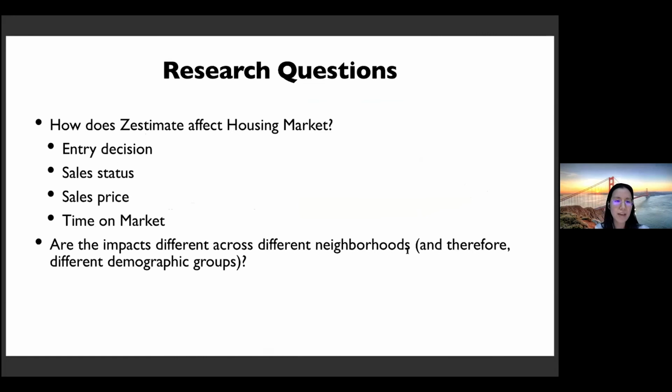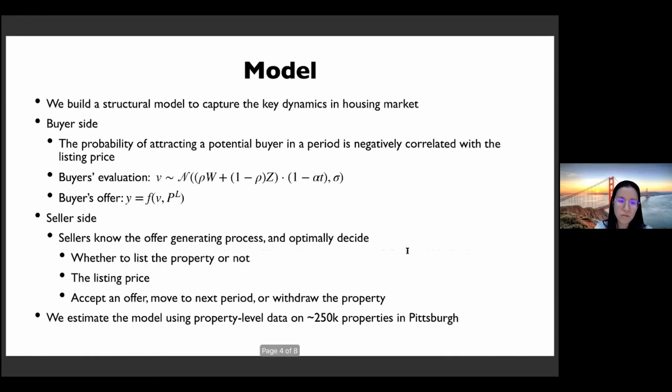Specifically, would it affect the decision to list the property on the market? And how would it affect the ultimate market outcome, which may include the sales price or the time on market, the time needed to sell the property? And perhaps more importantly, are those impacts different across different neighborhoods, and therefore could lead to disparate impact across different demographic groups? To answer those questions, we built a structural model to capture the key dynamics in the housing market.